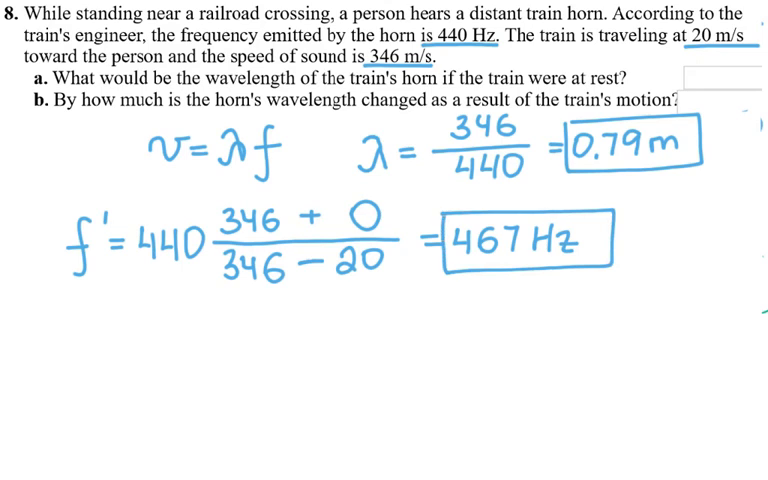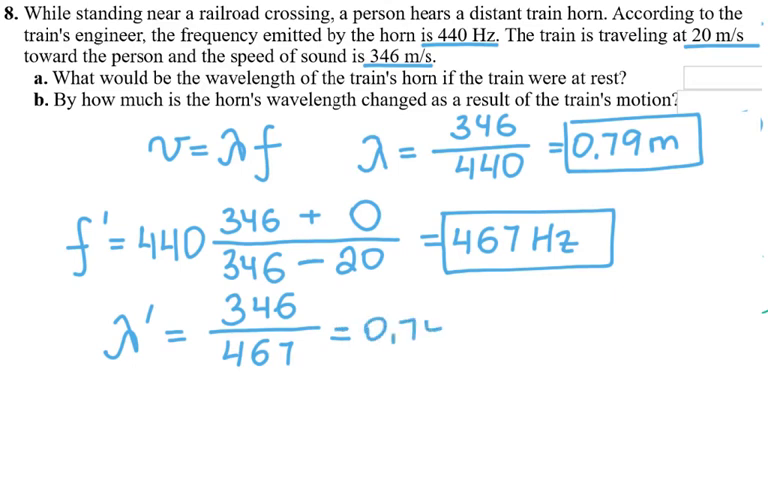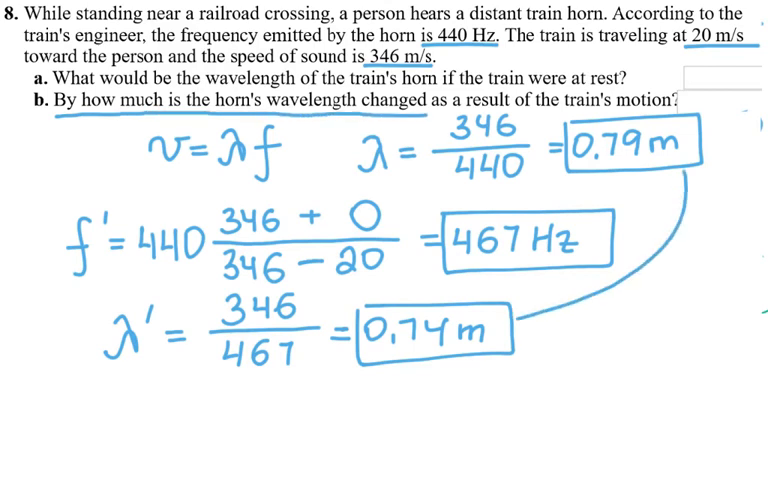So if I have the new frequency and the speed of sound is still 340, the new wavelength is equal to the same 340, the velocity of the sound, divided by 467, and that will give me 0.74 meters. So this is the new wavelength. Because the question is stating by how much the horn's wavelength changes, the change of the wavelength is equal to 0.05 meters.